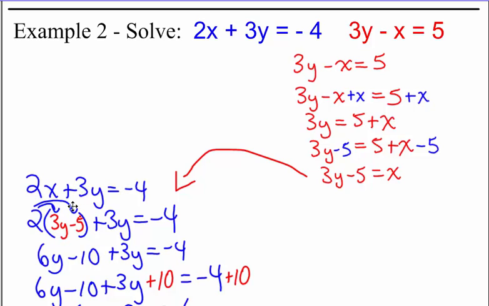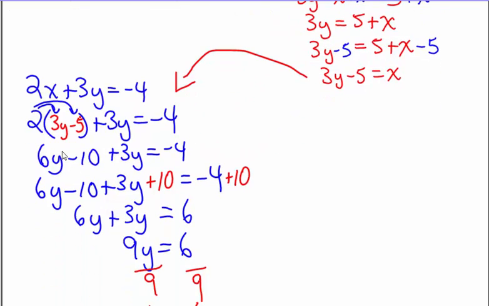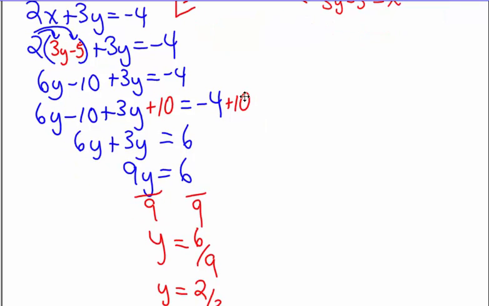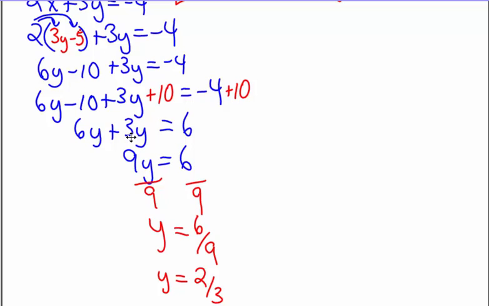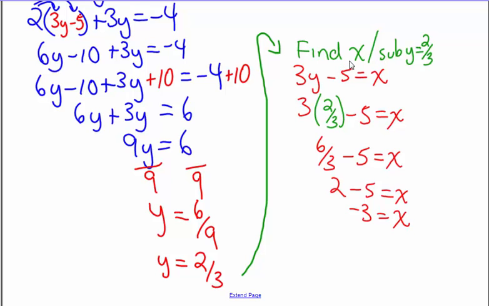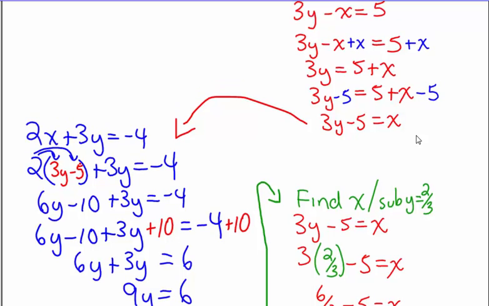And so again, brackets where the x was, plug in the 3y minus 5, and then as I simplify, I will multiply the 2 through the brackets, 6y minus 10. The 3y minus 4 hasn't been dealt with yet. Add the 10 to both sides and simplify by dividing through by 9. I get a y value of 2/3, which I will then use to find the value of x by subbing that y equals 2/3 into something.